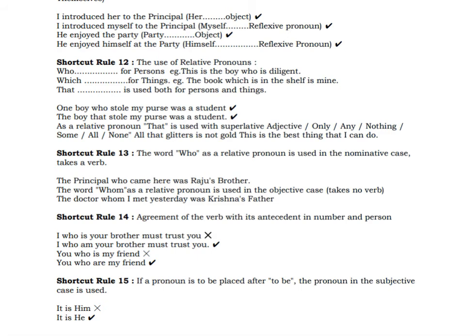So relative pronoun is who. The word whom as a relative pronoun is used in the objective case. The doctor whom I met yesterday was Krishna's father. So in the case of objective case, we use whom.